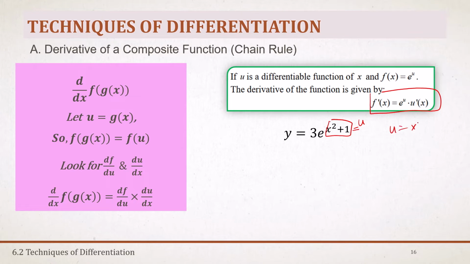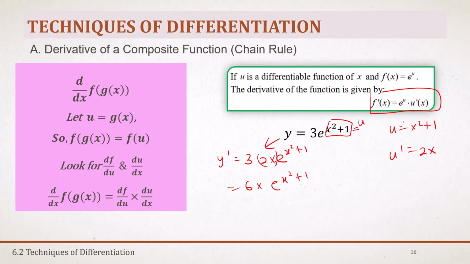So my u is x squared plus 1. So my u prime actually is 2x. So differentiation of y is y prime. The 3 we take out. So our beloved exponent, x squared plus 1, you must copy back and multiply with this one, 2x. So finally, we have 6x exponent x squared plus 1.